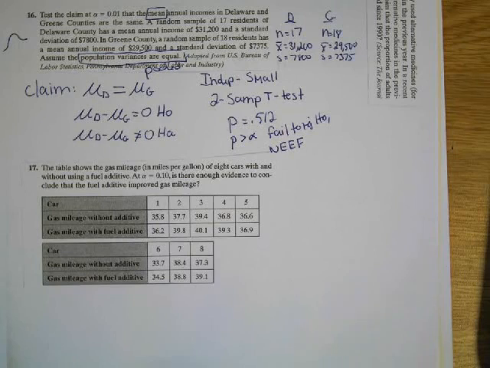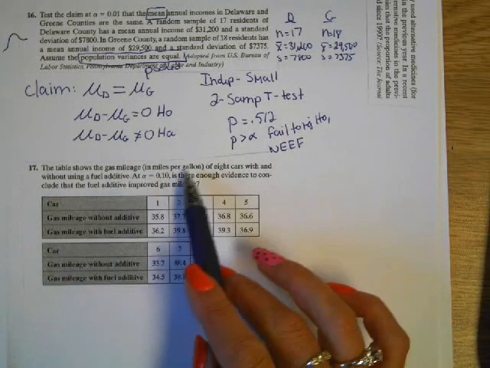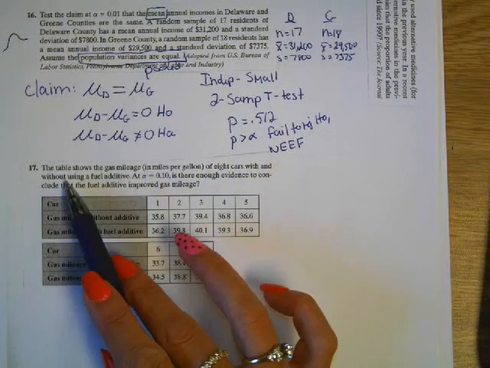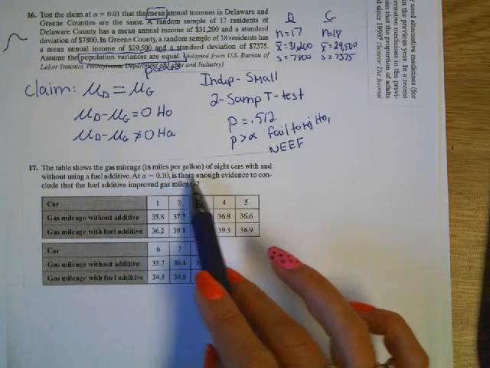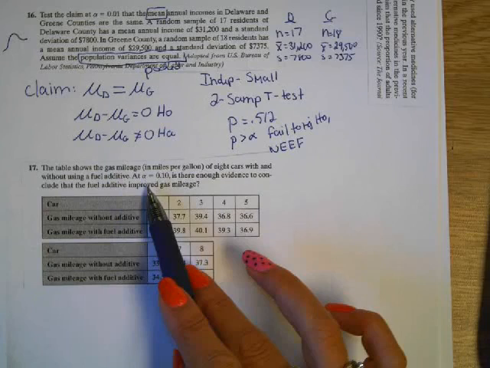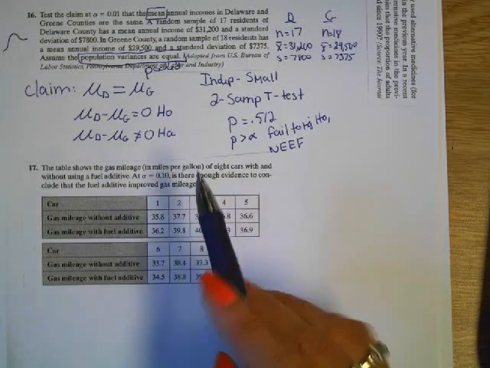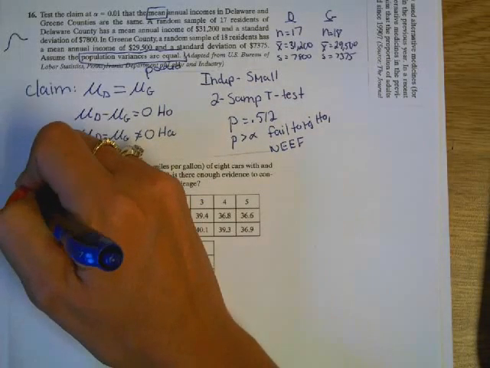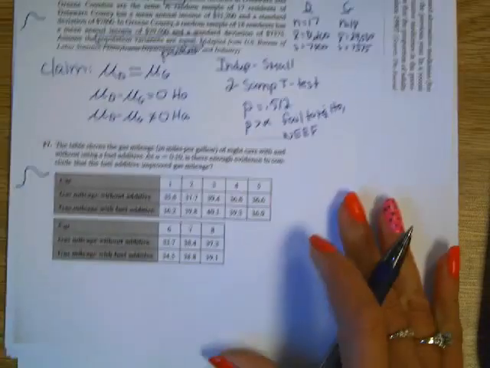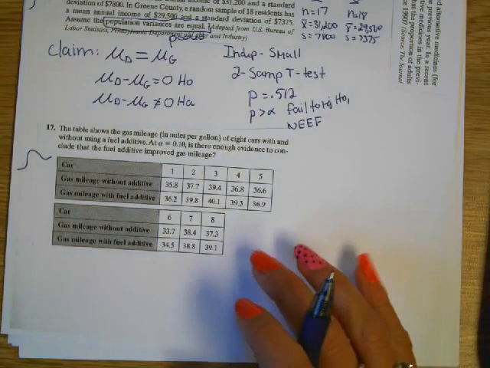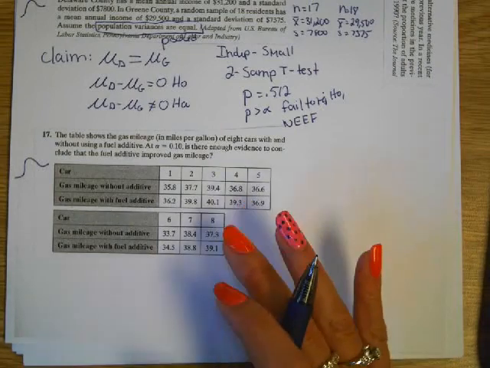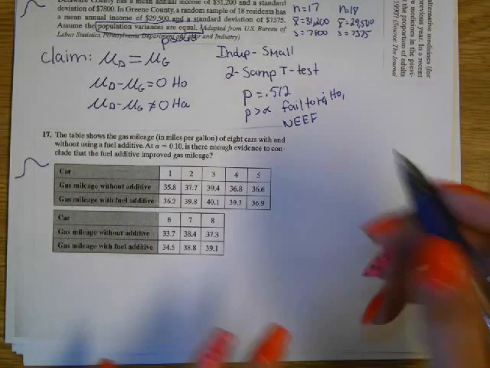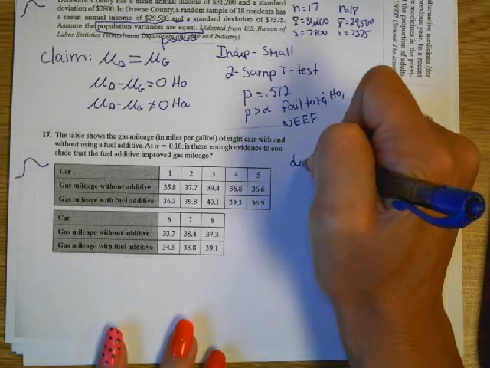Okay, 17. The table shows the gas mileage of 8 cars with and without using a fuel additive. At 10%, is there enough evidence to conclude that the fuel additive improved gas mileage? And again, I cut off the directions that said everything's normally distributed. So are these independent samples or dependent samples? Dependent. It's the same cars without the additive and then with. So these are dependent samples.